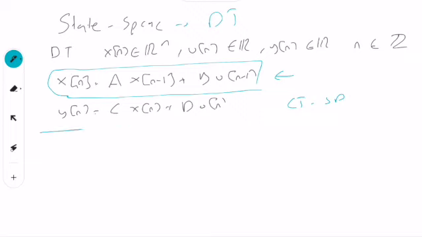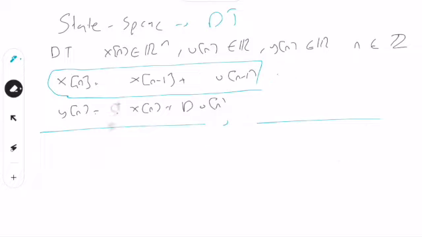Okay, good. Similarly, we can make it time varying. Instead of a, b, c, d being constant, they now depend on the discrete time variable n. Now this is a linear time varying system. In order to make it nonlinear, we do the same thing as before.